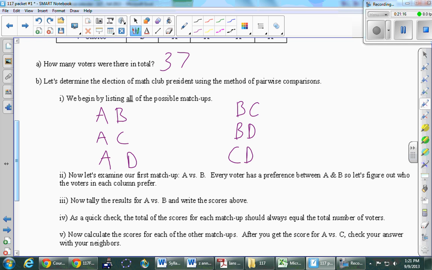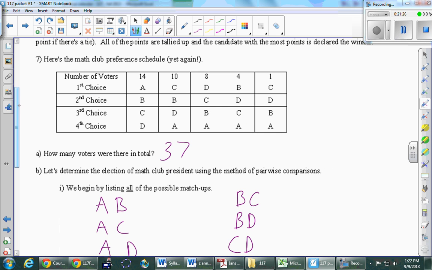Okay, so down here, number 2. Let's examine our first matchup, A versus B. Every voter has a preference between A and B. Our job is to figure out who the voters in each column prefer. This is where it gets complicated for a lot of people. Okay, the first column is pretty easy. Do those voters prefer A or B? A. So I'm going to highlight A in yellow. In fact, I'm going to highlight A in yellow everywhere. And then I'm going to highlight B in green everywhere.